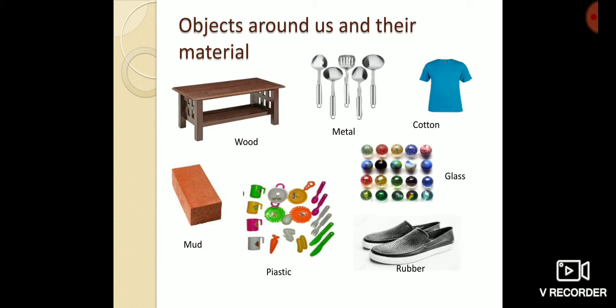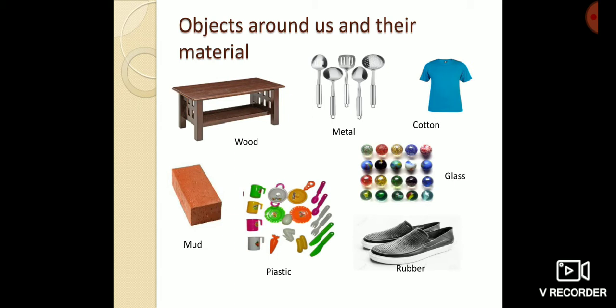Okay, materials are of two types, natural material and man-made material. Natural materials are obtained from nature, while man-made materials do not occur in nature but are made by humans in factories. For example, wood is obtained from nature. So wood is a natural material and plastic is made in factories. So it is a human-made material.